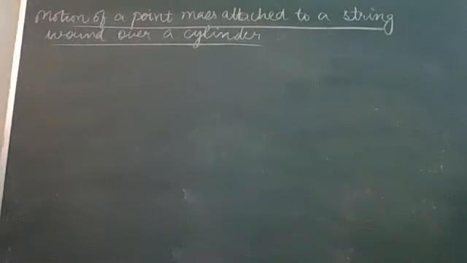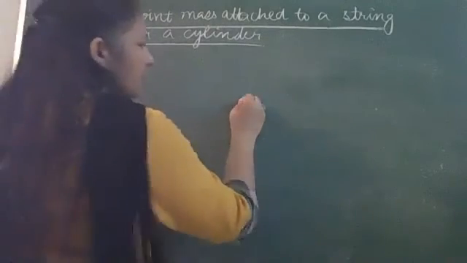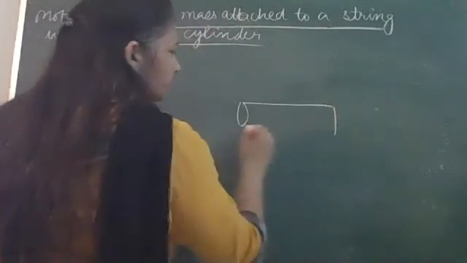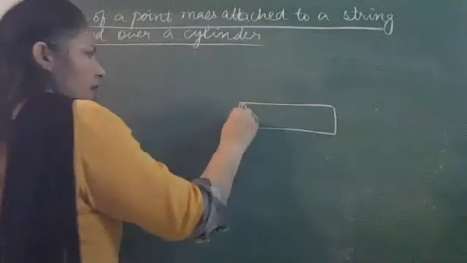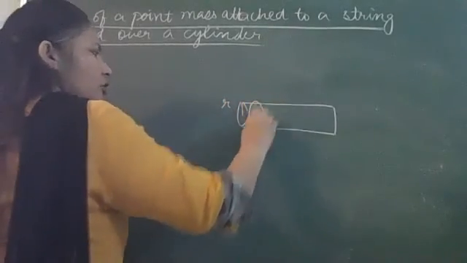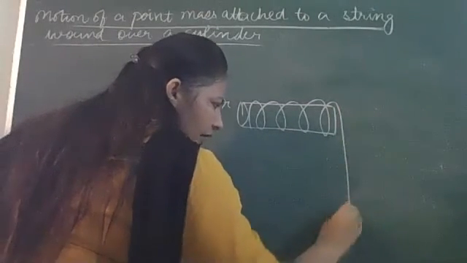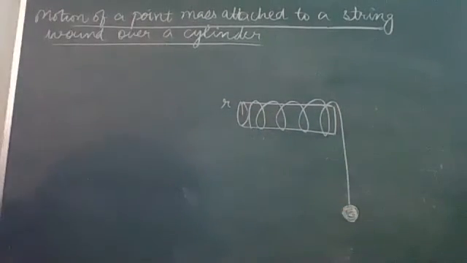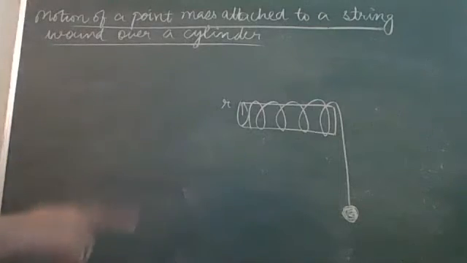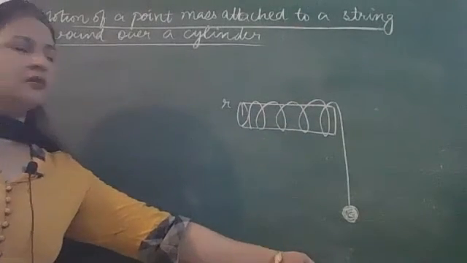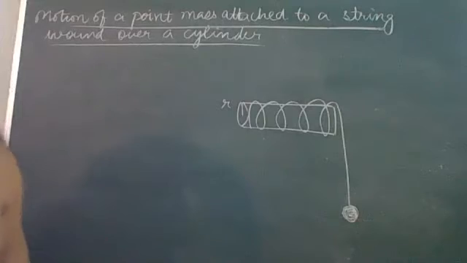Motion of a point mass attached to a string wound over a cylinder. So like this, we have a cylinder of radius small r. A string is wound over it and a point mass is attached to the lower, free end of the string. We want to discuss the motion of this mass. As the string starts unwinding, the mass will start moving downwards. So we will discuss the motion of this point mass.